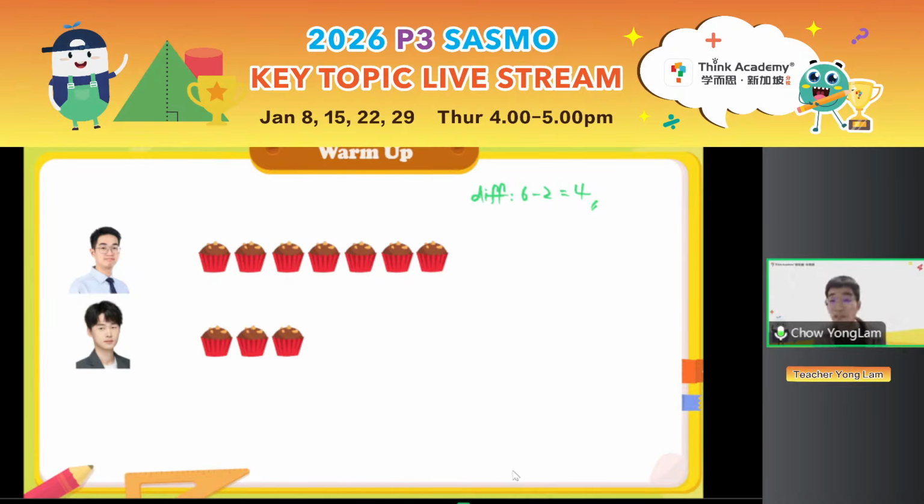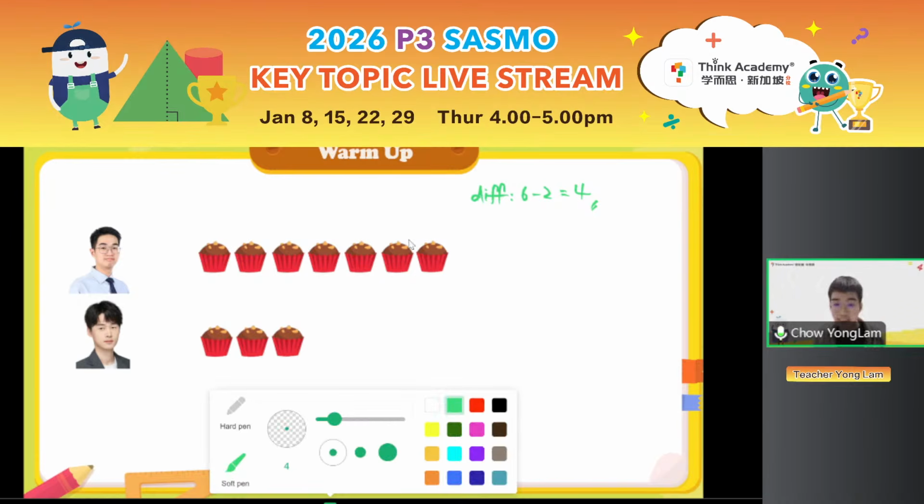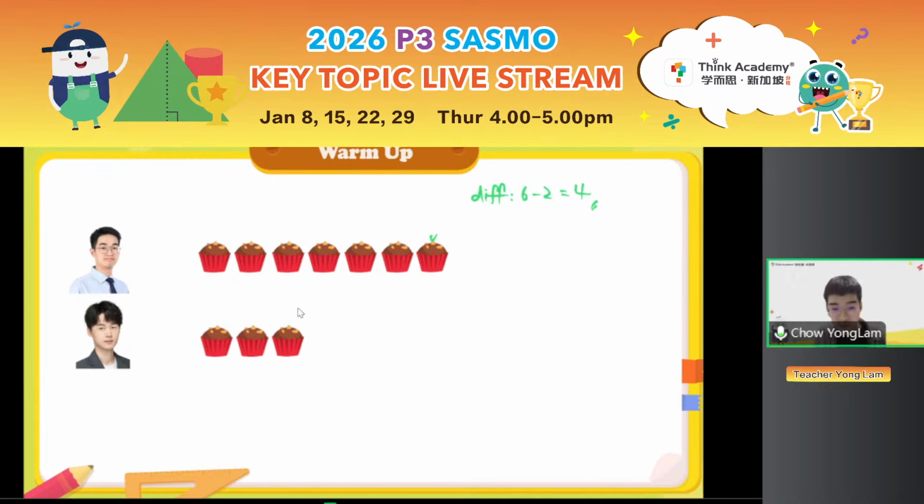Now, we decided to each buy one more cupcake. Teacher Yonglam bought a new cupcake. Teacher Liz bought a new cupcake. Now, what is our difference at this point? He bought a new one. I also bought a new one. But then the difference, how many more did I buy? The difference is still 4.